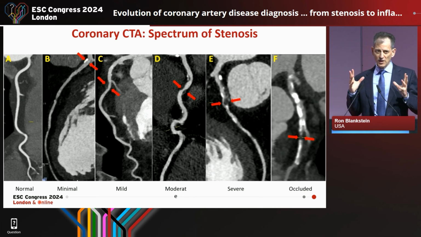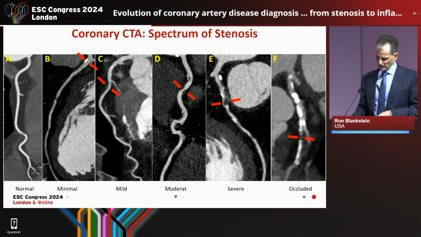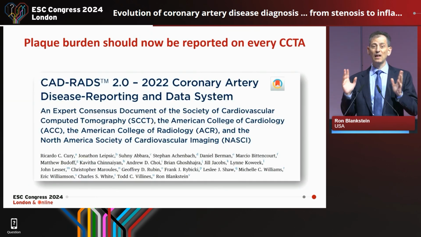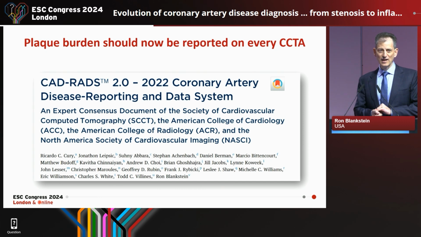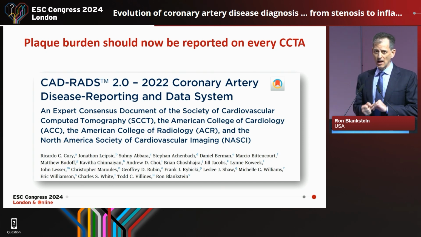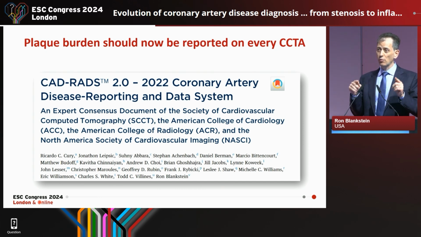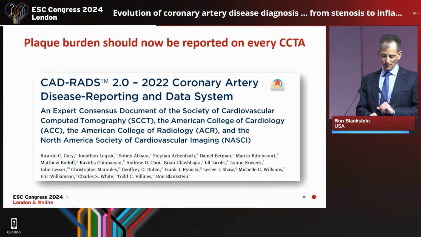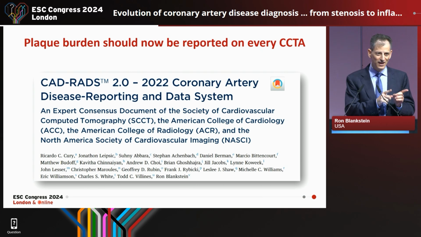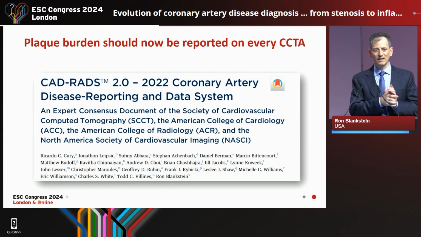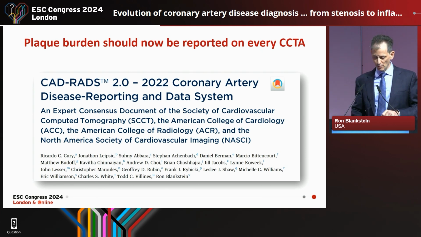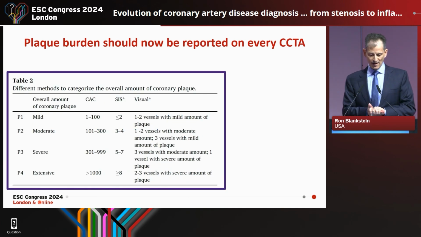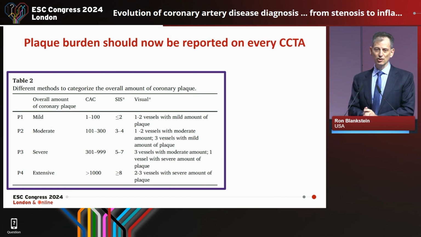But one of the things that we now have to do every time we look at a coronary CTA is not just to identify stenosis, but also to report how much plaque is present. This is the CAD-RADS 2.0. This is a document that clinicians and imagers should use to report the findings of CT. And the reason why this is 2.0 is because 1.0 had something wrong. 1.0 did not have any information on plaque quantification. And in version 2.0 now, what we state is that every CTA should be interpreted with respect to the amount of plaque that individuals have.